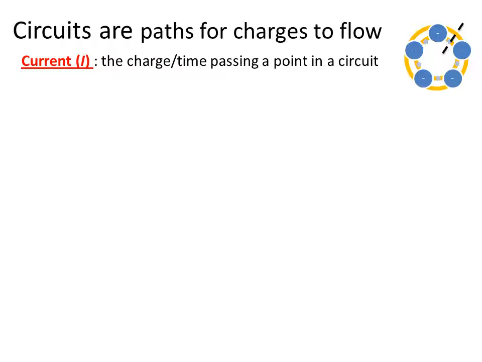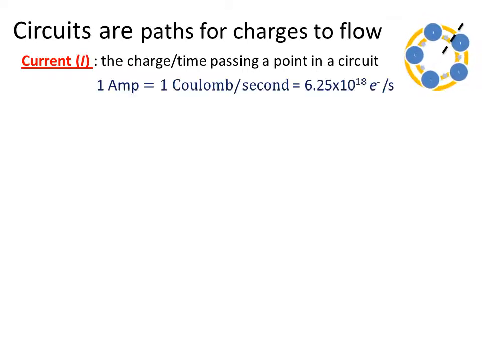In the little cartoon to the right, we see some charges traveling around a circular path, and we see a dotted line. As the charges pass that dotted line, that is what we mean by passing a point in the circuit. So current is a measure of how quickly or how many of these charges are passing that point in a given period of time.